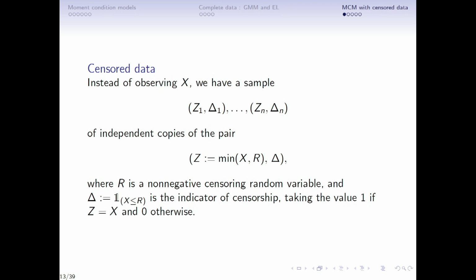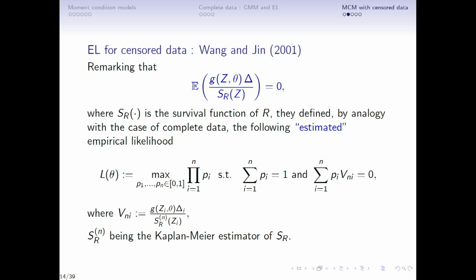In the censored data case, the situation is different. We don't observe x. Instead of observing x, we have a sample (Z1, delta1), ..., (Zn, deltan) of independent copies of the pair of random variables, where Z is the minimum of x and R, where R is the non-negative censoring random variable. Here delta is the indicator of the censorship. So the situation is different.